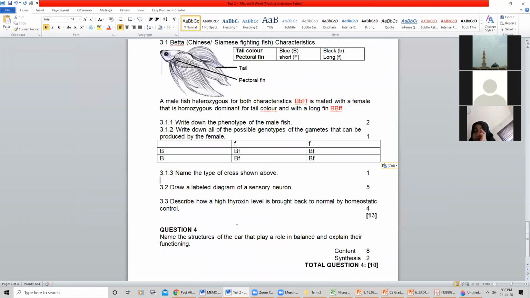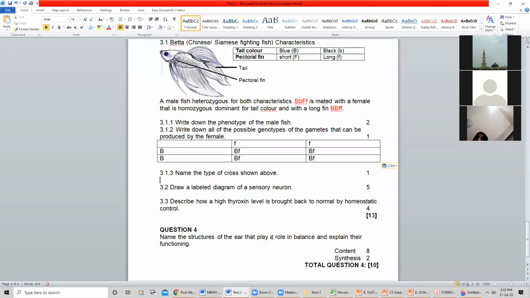Okay, so we get now to the last question, which is the essay. Name the structures of the ear that play a role in balance and explain their functioning. Okay, so firstly, let's name the parts in balance. There's certain receptors. What are the receptors? And then where are those receptors found? And what are the stimuli that they pick up? That would be the first part, right, of the structure.